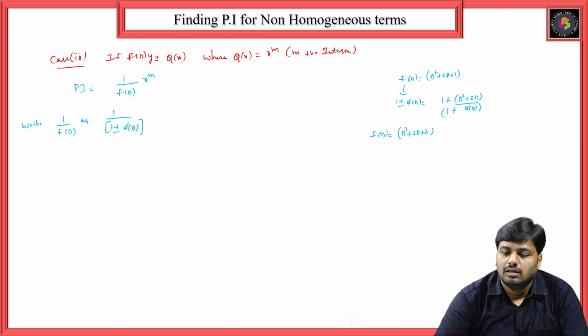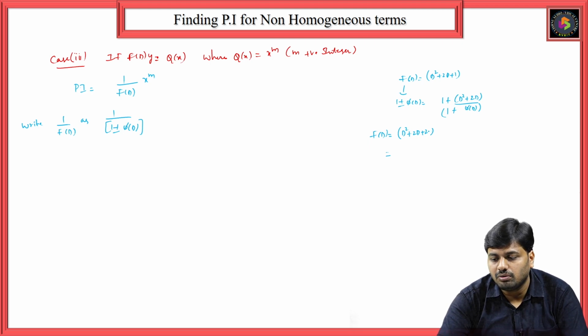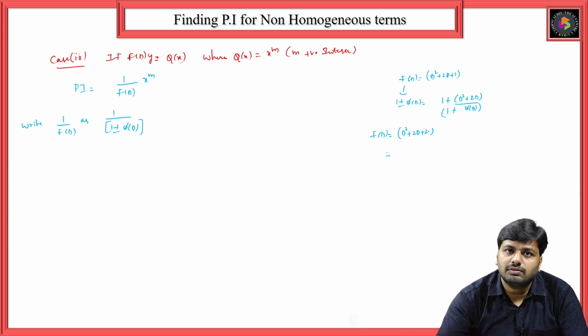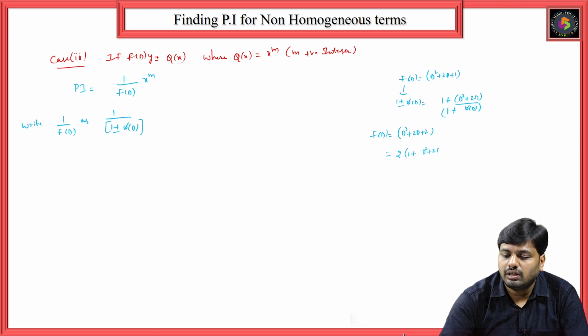Here 1 is not available directly. We take the lowest degree of derivative. D square is the highest degree, degree 2, and then next is 0, D power 0. Now we take the coefficient of the lowest degree of derivative outside. We can write 2 times 1 plus D square plus 2D by 2.